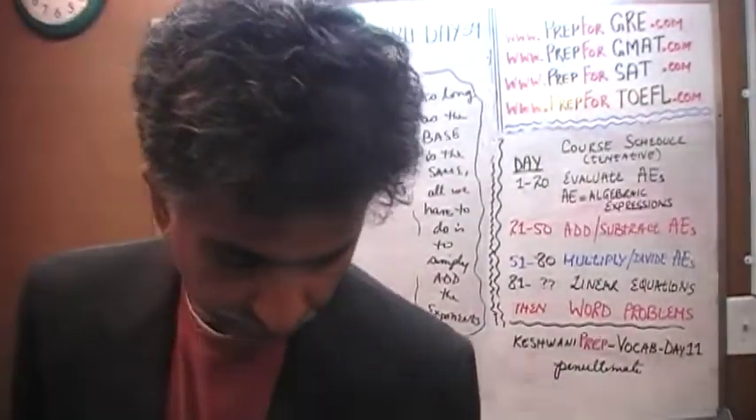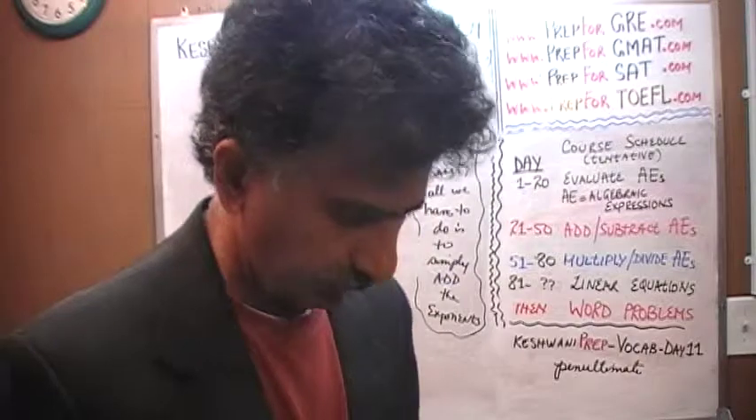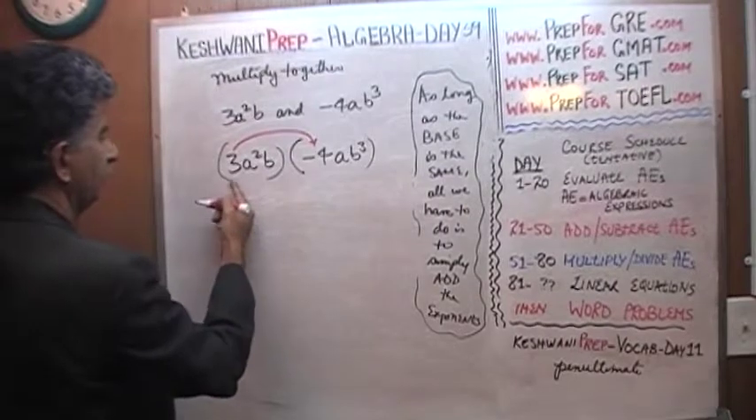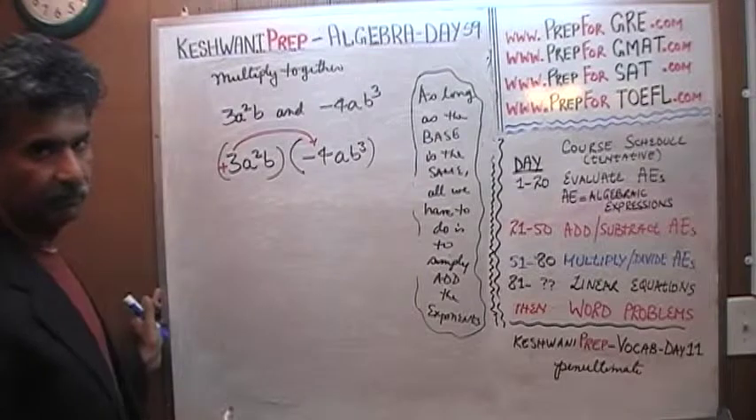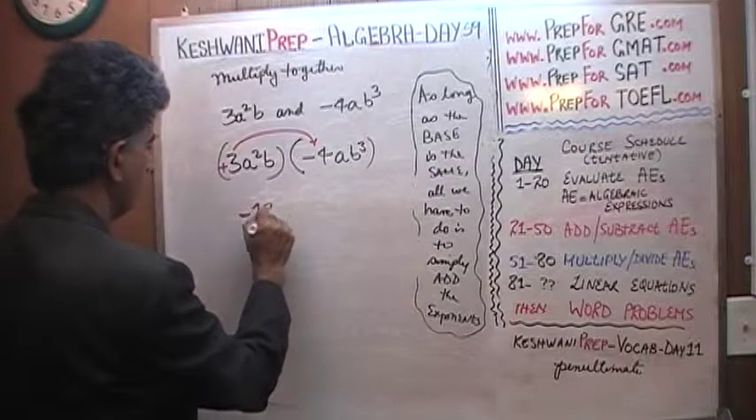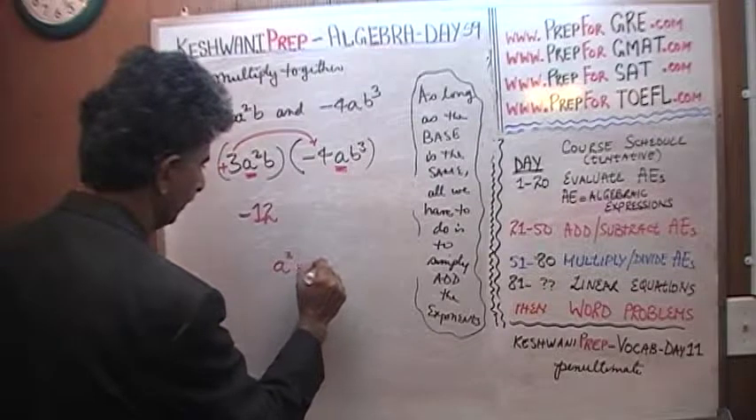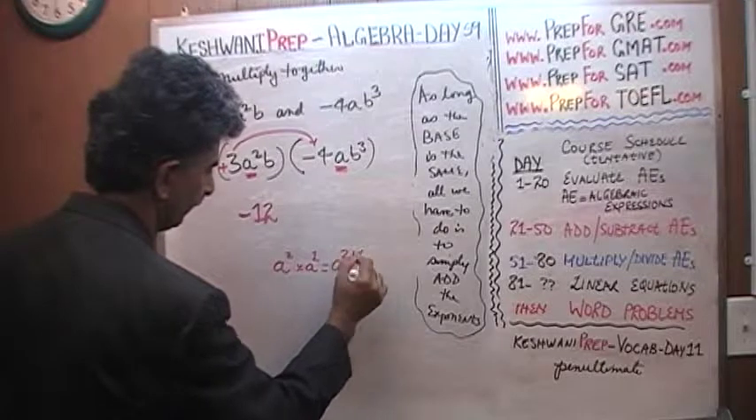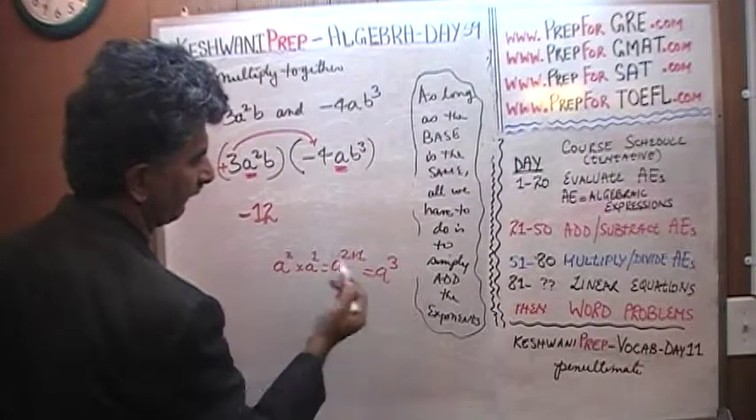Same exact idea as before. First we multiply the coefficients and then we worry about the variables. So here we go. We have a positive 3 here and a negative 4. How do we know this is a positive 3? Because there is no sign in front of it. Since there is no sign, this must be positive. That's the default. Positive 3 times negative 4 is negative 12. And then we have a squared and a. A squared times a, when you say a, it has a power of 1. It's the same as a raised to 2 plus 1, which is a to the third. As long as the base is the same, all we have to do is add the exponents.